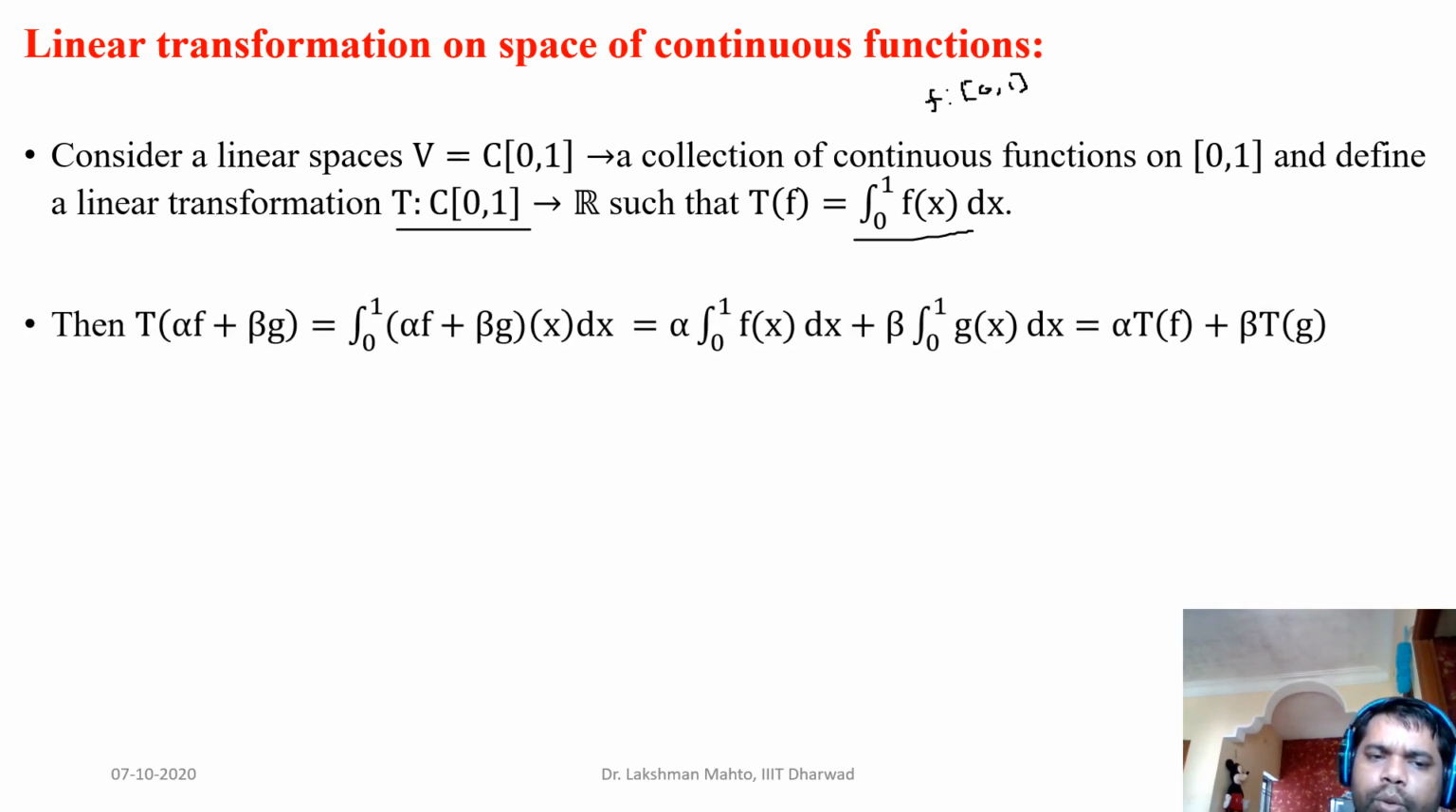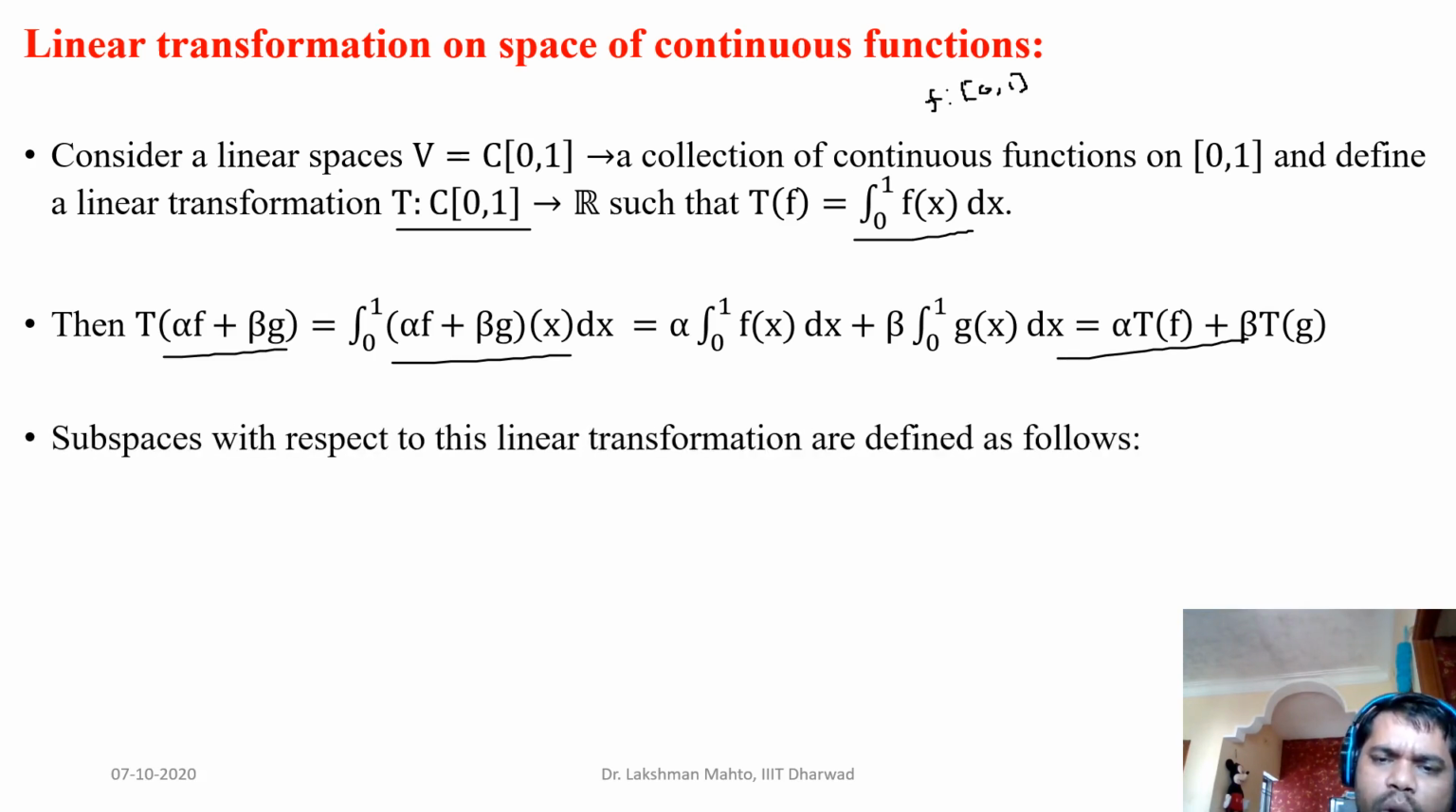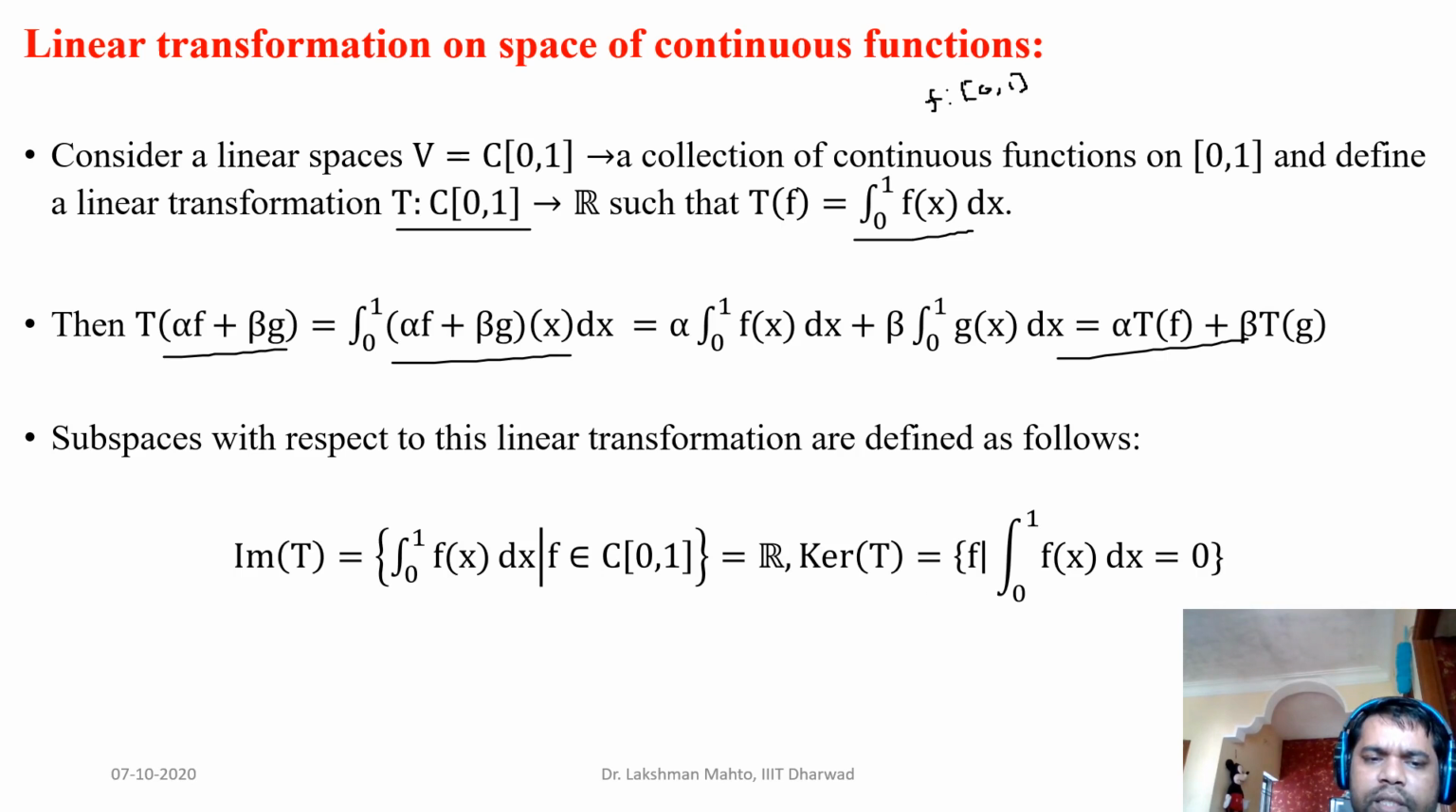Now we will see whether this is a linear transformation or not. For that, we take any two elements from this space of continuous functions over 0 1, and apply the transformation over a linear combination of those two elements, and it will turn out that it satisfies the linearity property. That means this integral operator preserves linearity. So the integral operation is a linear operation. Now similarly we will find the image set and kernel set of this linear transformation. So what would the image set be?